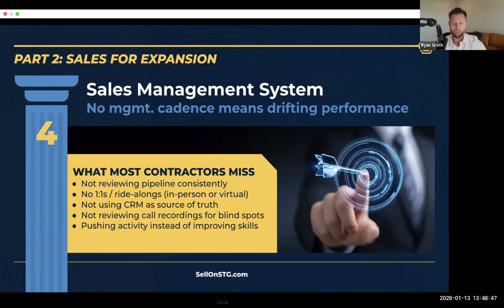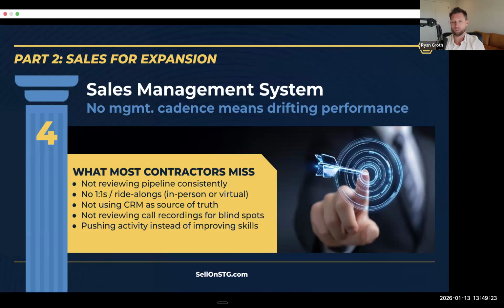Yeah, for sure. A lot of contractors miss reviewing their pipeline consistently in a sales management system. This is the fourth pillar, sales management system. No management cadence means drifting performance. If you don't have that, you're not reviewing pipelines consistently. Contractors typically miss this. They're not doing any one-on-ones. They're not using the CRM as a source of truth. They're just listening to what they said, right? People lie about the numbers, but numbers don't lie about the people. Let's look at the CRM. Let's look at the facts. Touch the tools. See what's really going on.